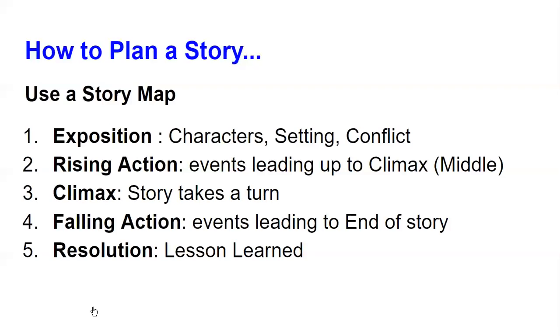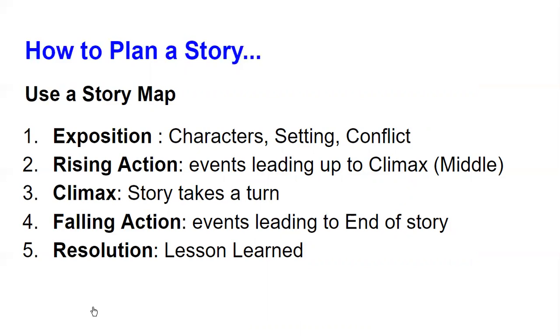When you plan a story, you have to use a story map. And there are 5 elements that you need to be aware of. The exposition, which is the beginning of the story. It includes your characters, setting, and your conflict. Again, remember, if there's no conflict, there's no story.